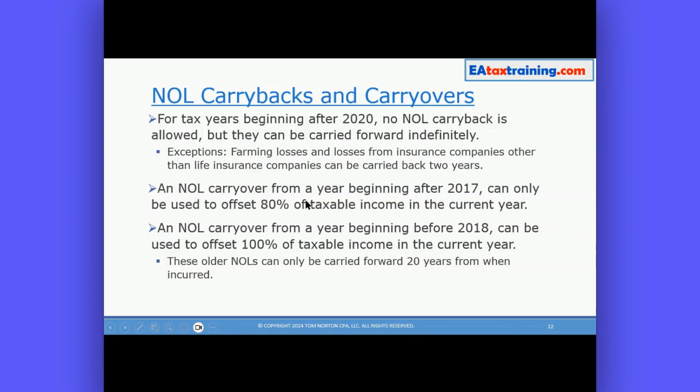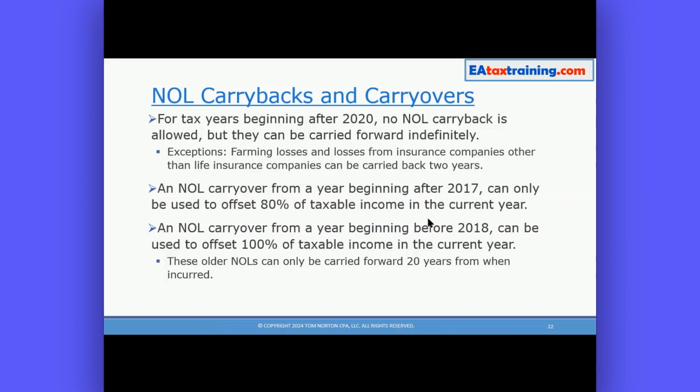An NOL carryover from a year beginning after 2017 can only be used to offset 80% of taxable income in the current year. So if the NOL was generated in 2018 or later, then you can only use it to offset 80% of current year taxable income.